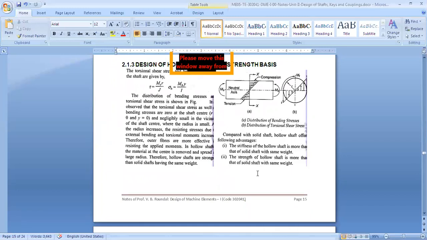Okay, so now we have completed a variety of designs of the shaft. We have gone through the design of the shaft on the strain basis using the maximum principal stress or maximum shear stress theory. Then we have gone through the ASME design. Then we have gone through design for torsional and lateral rigidity.